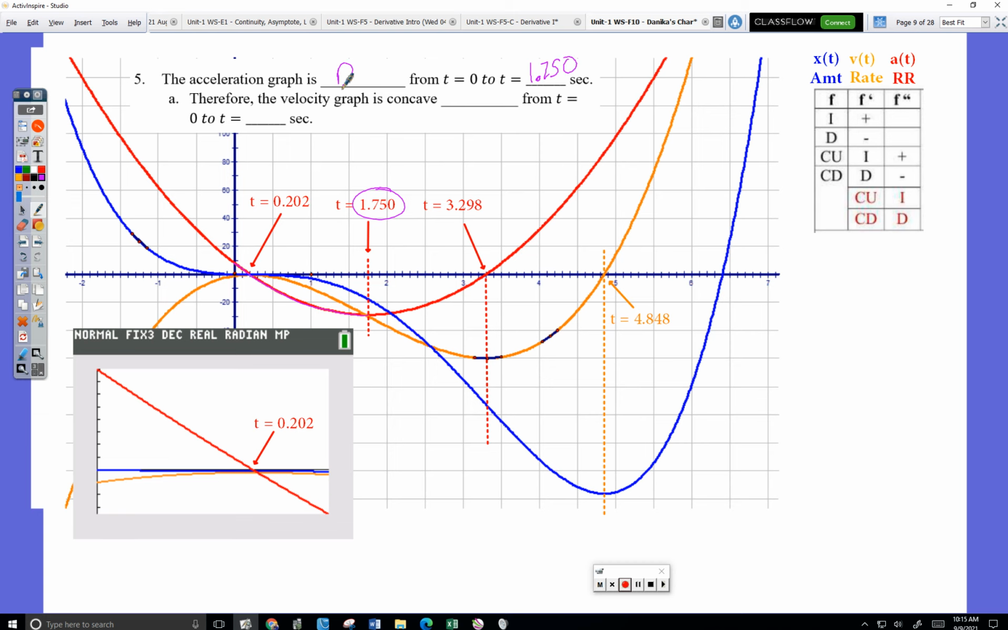And similarly, like we said to Luke, the velocity graph is definitely concave down all the way to there. Is that what you meant?